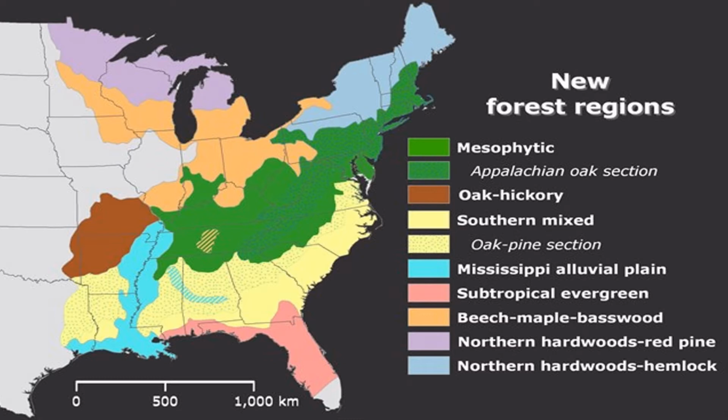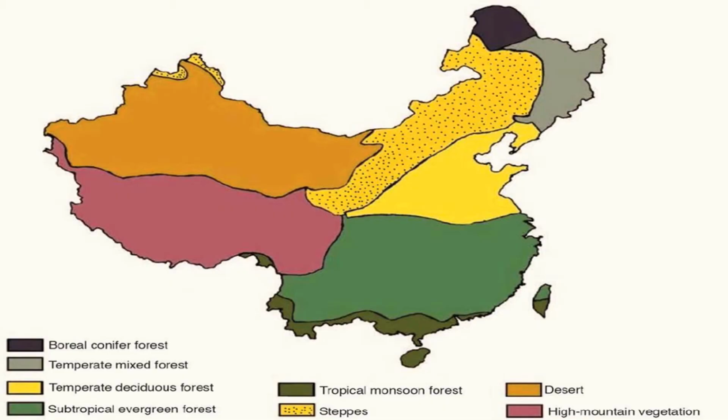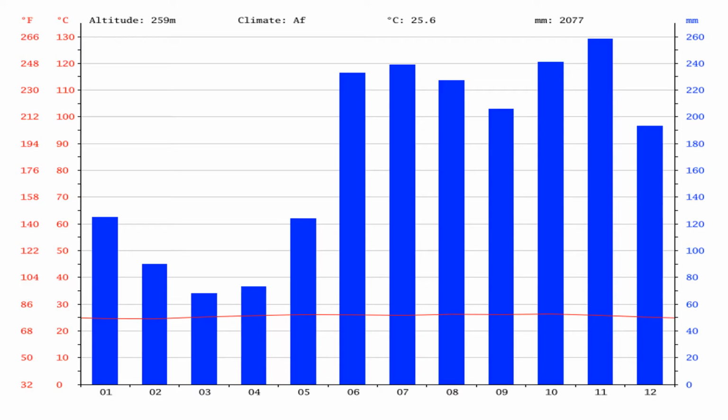Another map to look at is Florida. As you can see, much of Florida is of subtropical influence. The last map is the biomes of China. The light green is the subtropical evergreen forest, while the dark green closer to the bottom is the tropical monsoon forest. The climate in Florida is relatively stable.